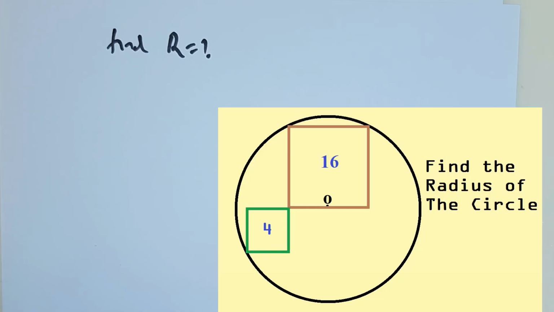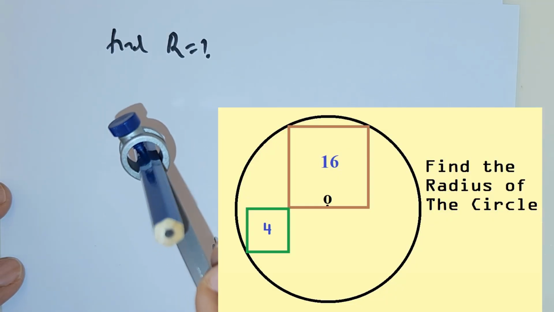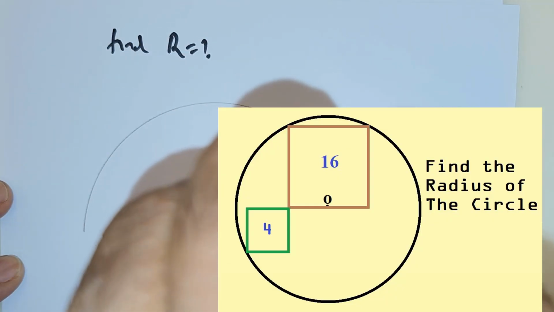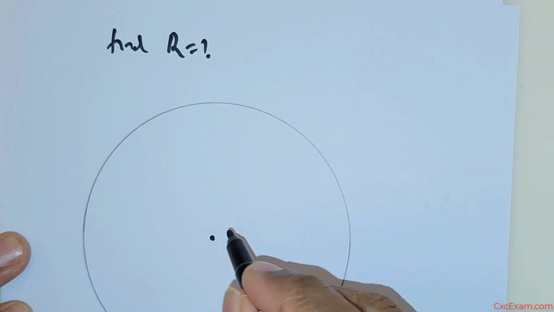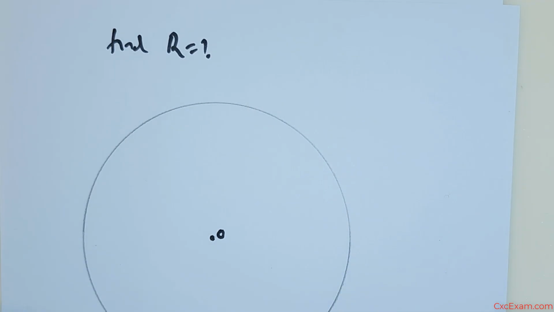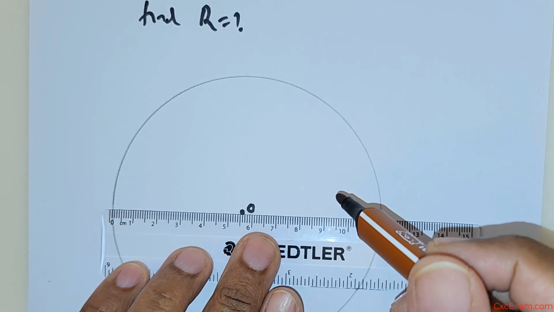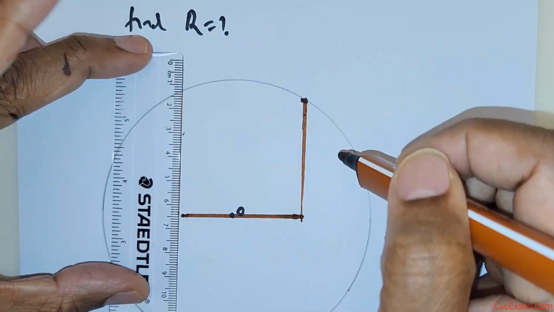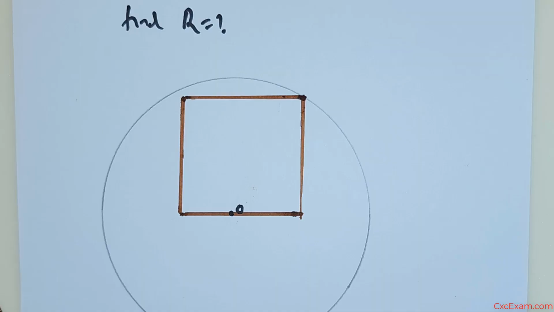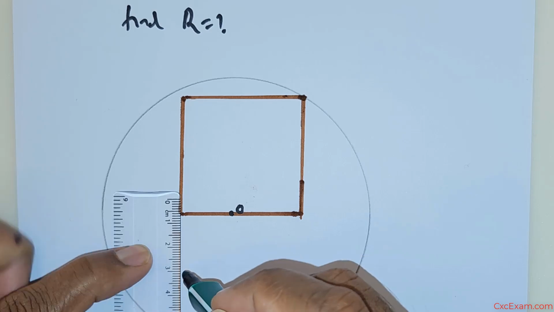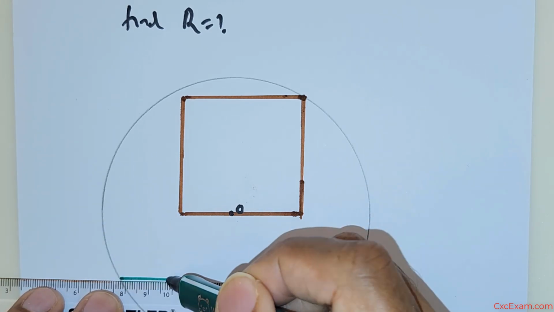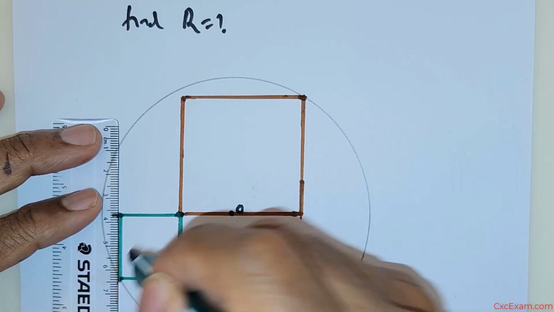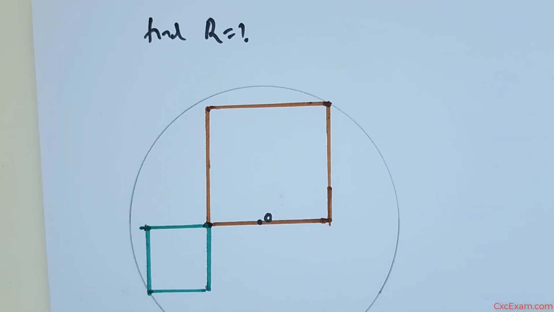Okay, we got an interesting question. So foremost we need to have the circle. So let me draw the circle. That is done. Now we need to get the coordinates.